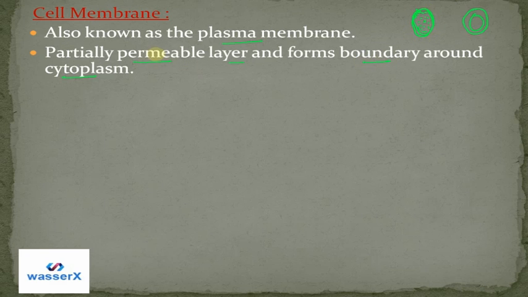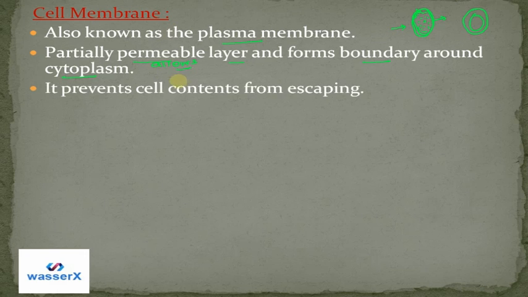And next, that it is partially permeable. Permeable means it allows something to enter and allows something to leave the cell. That means something can enter the cell and something can leave the cell. All these things are controlled by the cytoplasm or cell membrane.